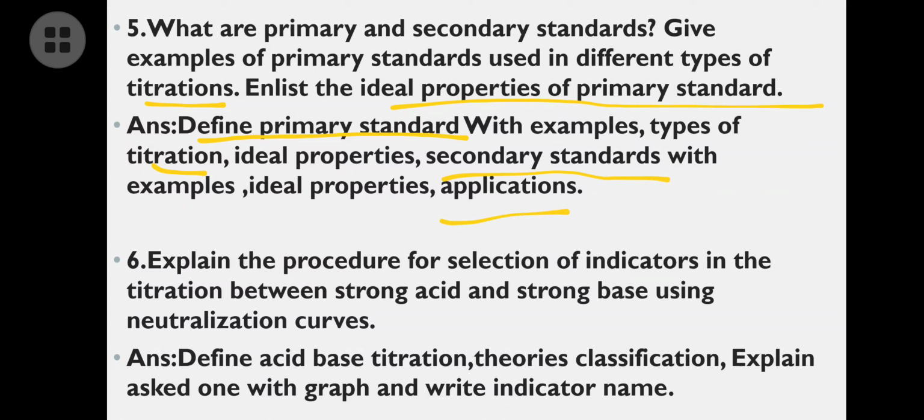These all things one by one you maintain. Then the sixth one is: explain the procedure for selection of indicators in the titration between strong acid and strong base. See, 4 types of neutralization curves are there: strong acid with strong base, strong acid with weak base, weak acid with strong base, weak acid with weak base. This you have to remember, all the 4.